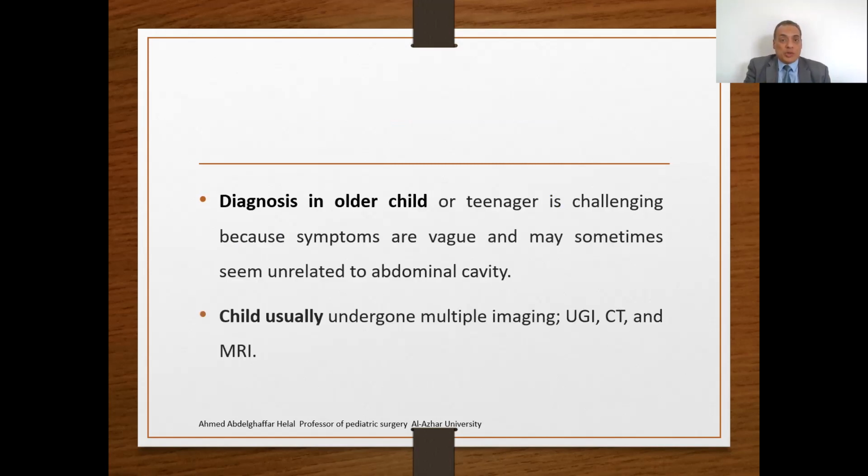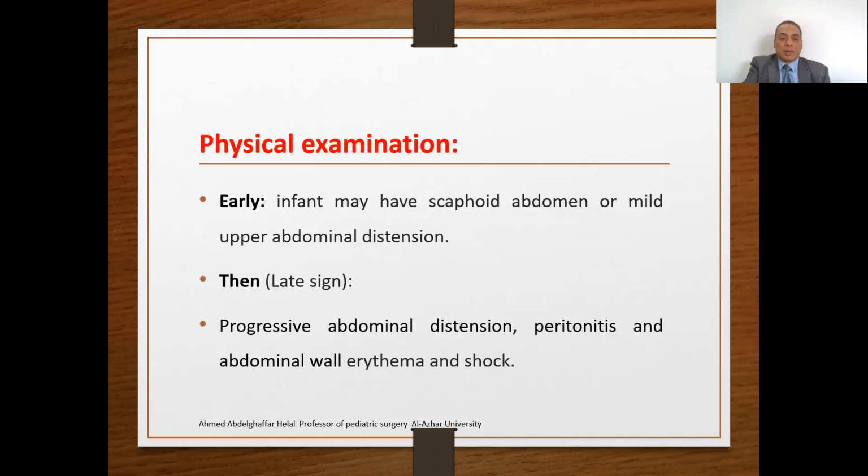So the diagnosis in an older child or teenager is challenging because the symptoms are vague, may sometimes seem unrelated to the abdominal cavity, and most commonly the child has usually undergone multiple imaging studies, like ultrasound, upper gastrointestinal imaging, CT, and MRI, trying to reach the definitive diagnosis of this abdominal pain.